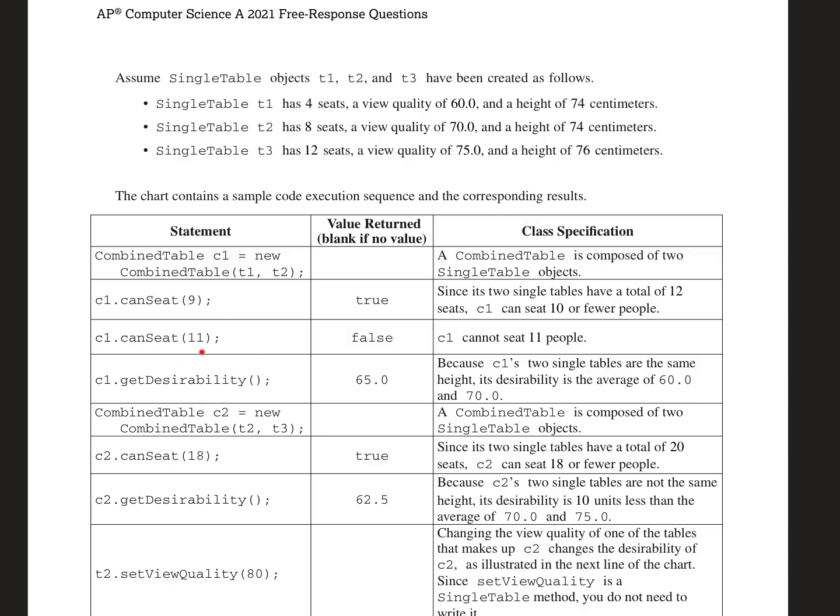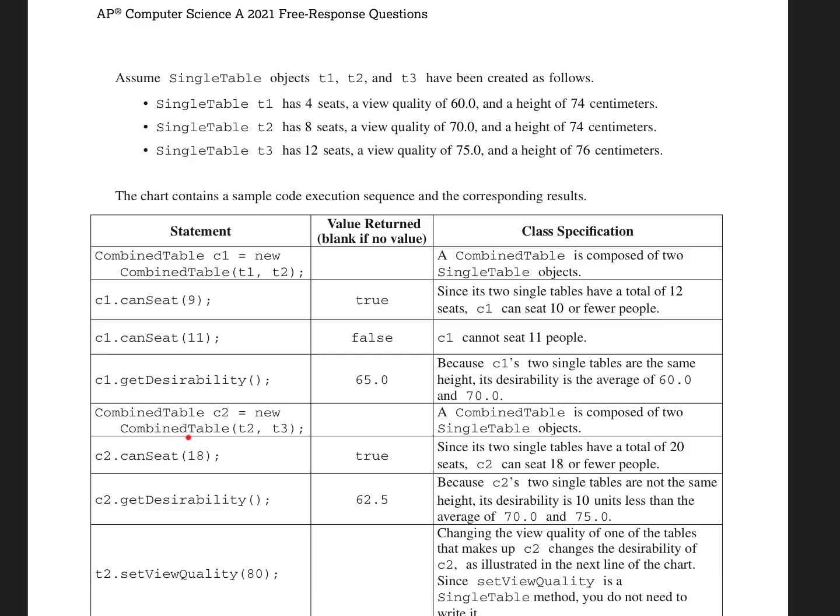C1 can seat 11. Well, we knew we could only sit 10, so no. Return false. C1 dot get desirability. Remember, the desirability comes off of the fact if they're the same height or not. So right here, table 1 and table 2 are the same height. So since they are the same height, we average these values.